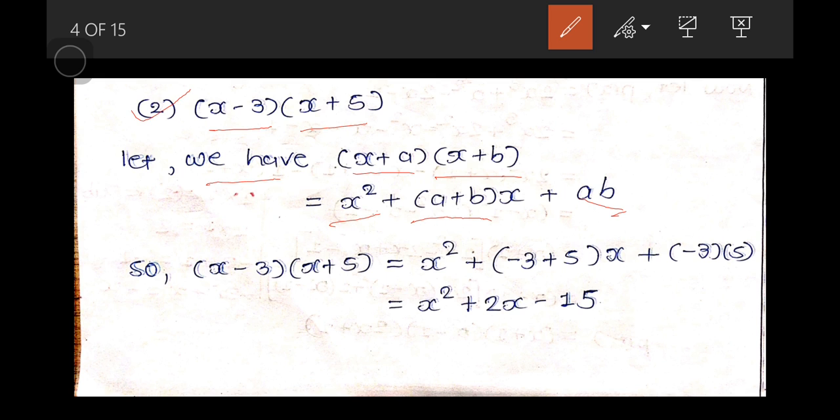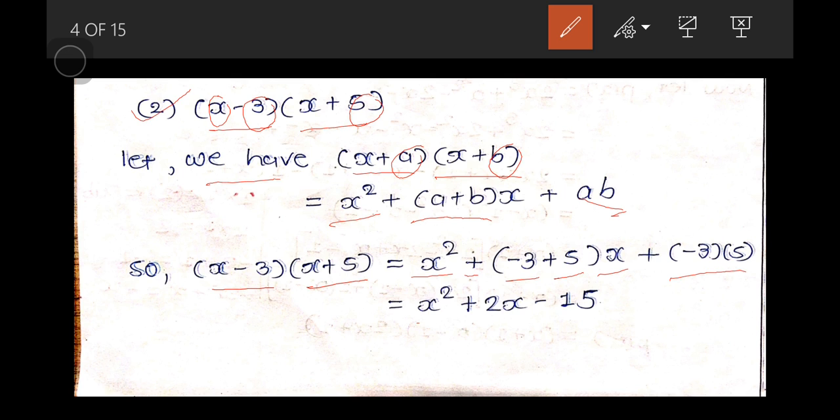Here we can select x as x, a as minus 3, and b as 5. So let me put these values in the given identity and we can find this product. So x minus 3 and x plus 5 is equal to, first x square, plus a is minus 3 and b is 5, so we put minus 3 plus 5, into x as it is, plus a into b, that is minus 3 into 5.